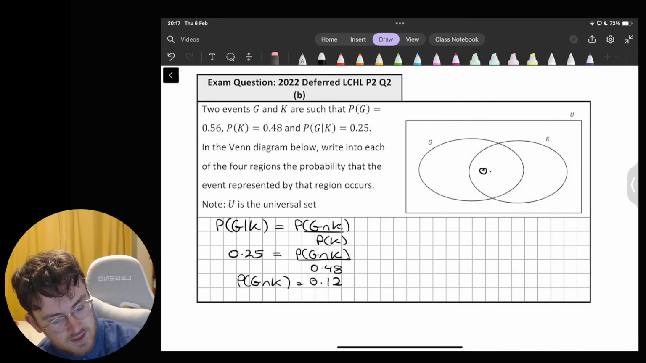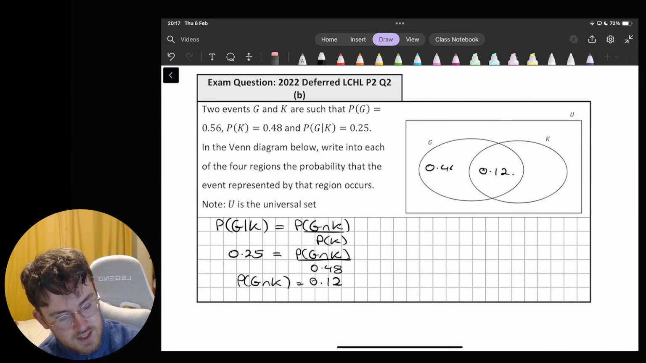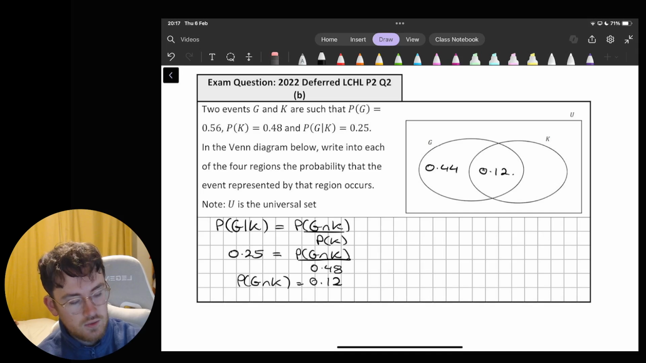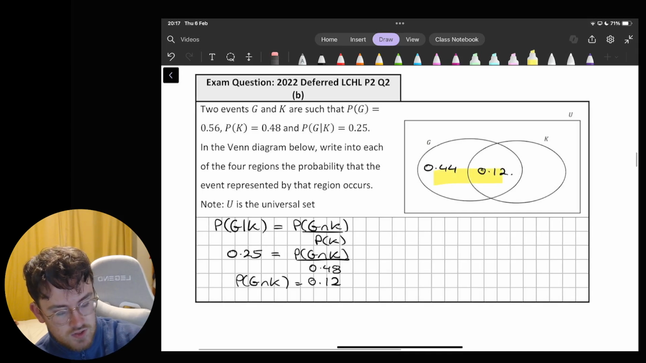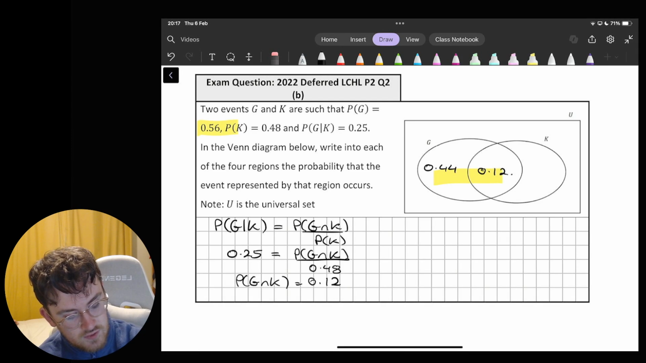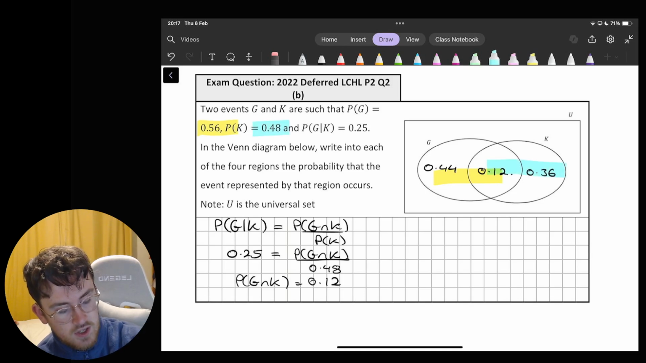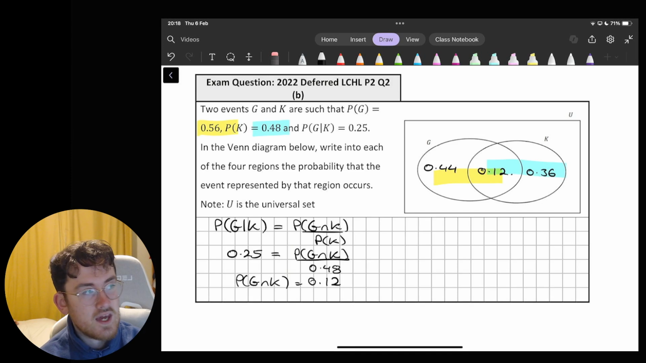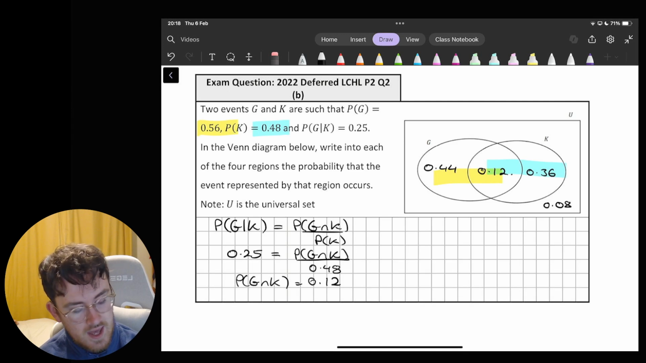So I can fill that into the intersection here. That allows me then to work out some of these other probabilities. 0.44 here, because I know that these two must add up to 0.56. And then over here, 0.36, because again, I know that these two have to add up to 0.48. Okay, we also just consider then, is there anything on the outside? And we'll get a 0.08 on the outside here as the probability of neither happening.